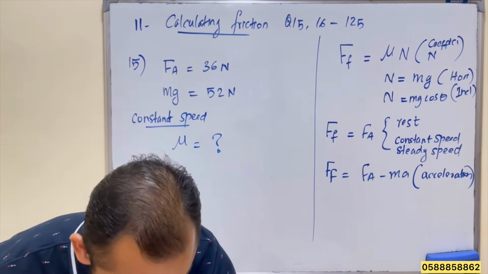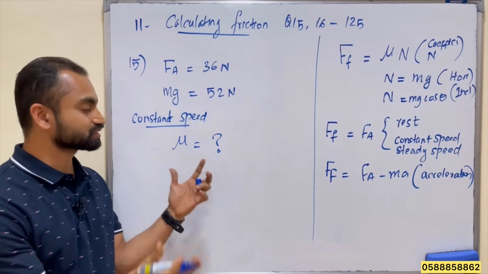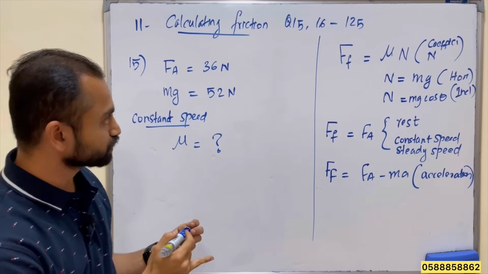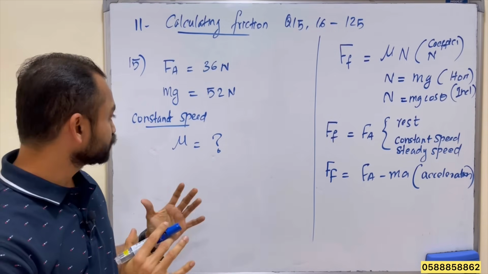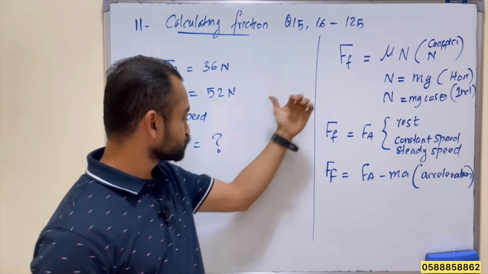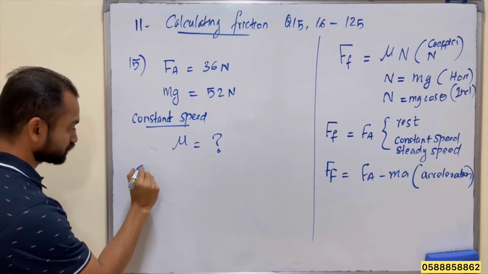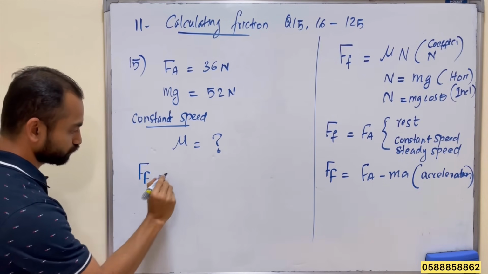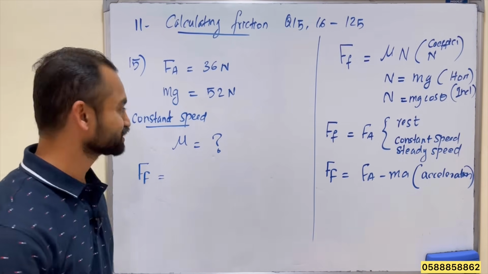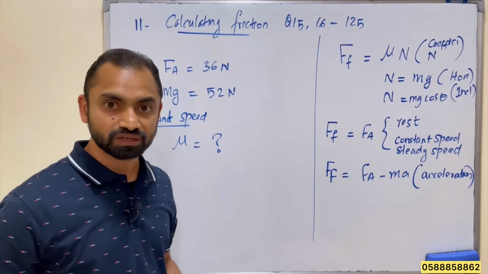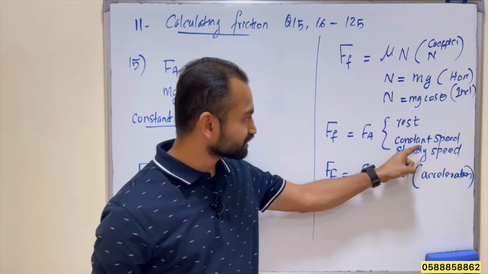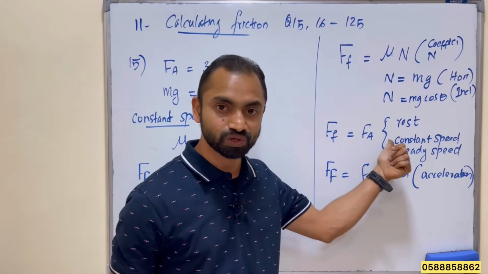So I said in the last question about friction, we cannot calculate the coefficient of friction if we don't know the frictional force. So to calculate the coefficient of friction, first you have to know the frictional force. How to know the frictional force? In the question it is given the object is moving at a constant speed. So if the object is moving at a constant speed, frictional force is equal to applied force.